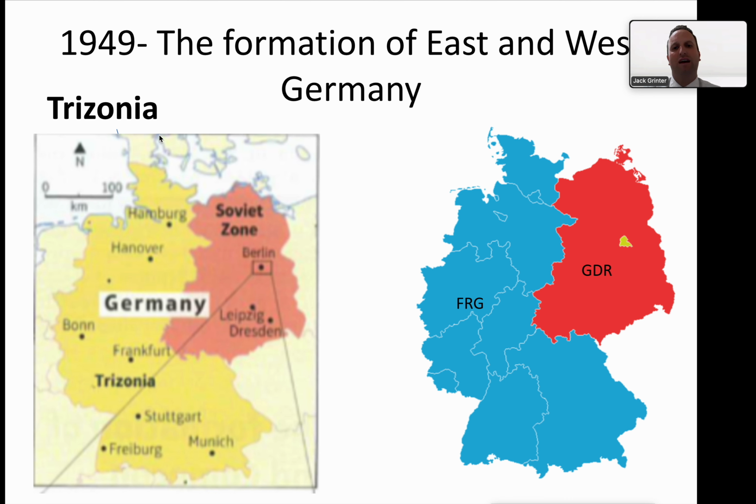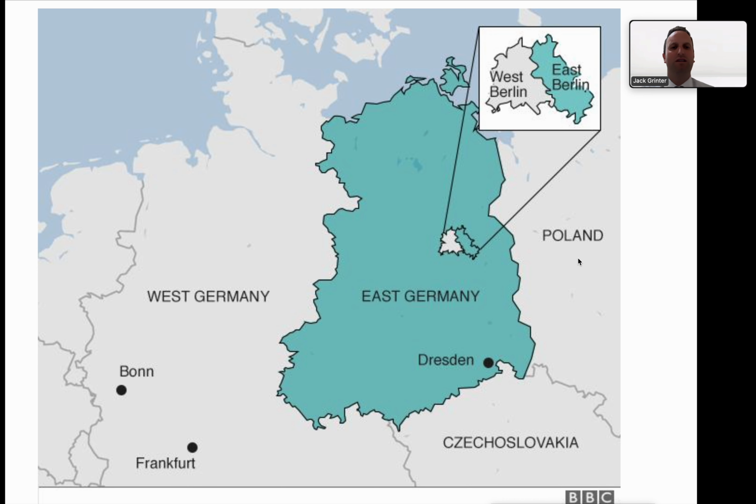We saw the Berlin blockade, and as a result of that, we saw Germany formally divided into East Germany, which is over here, a satellite state influenced by the Soviet Union, and West Germany, the FRG, Federal Republic of Germany, and the GDR, German Democratic Republic, if you want their full names. But yeah, West Germany and East Germany is what we'll refer to them as.